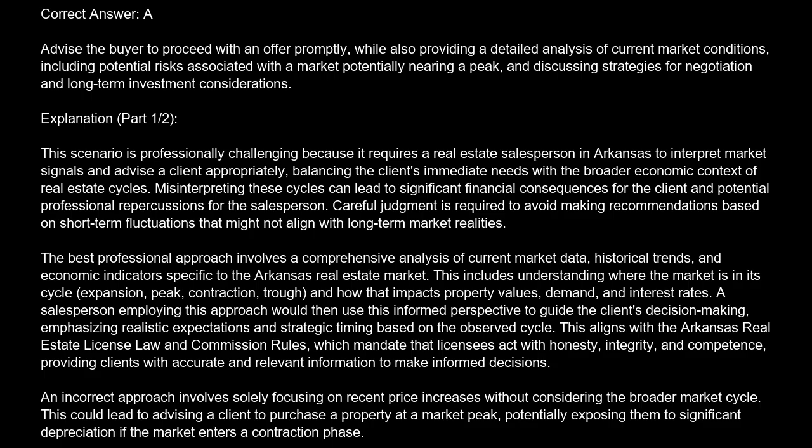This aligns with the Arkansas real estate license law and commission rules, which mandate that licensees act with honesty, integrity, and competence, providing clients with accurate and relevant information to make informed decisions.